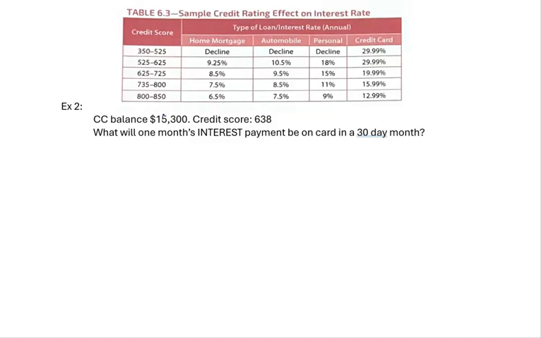But anyway, I want to go ahead and do example 2 with you in your book on page 177. This will help you with problems 9 and 10 from your homework. Example 2 says, George Prim has not used his credit card wisely and has built up a balance of $15,300 on his card. Wow. His credit score is 638. What will 1 month's interest payment on George's card be in a month with 30 days?